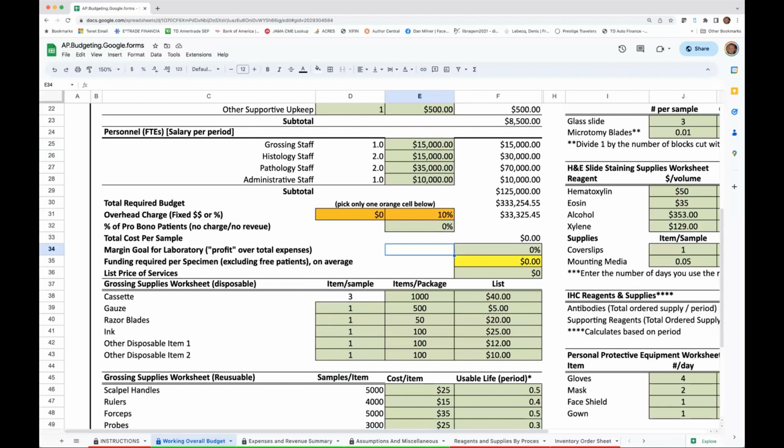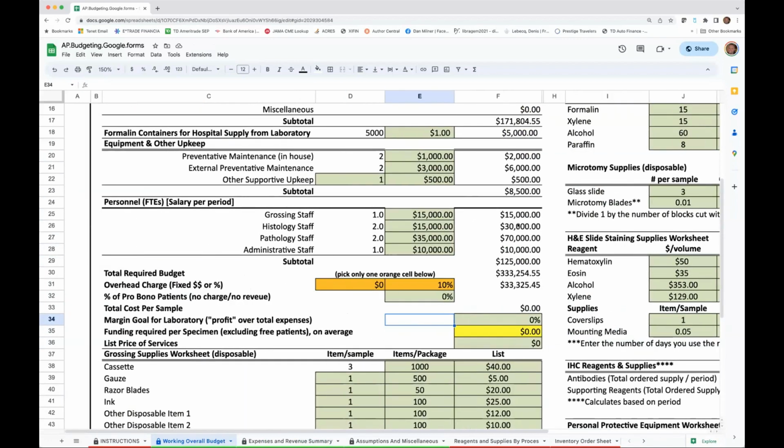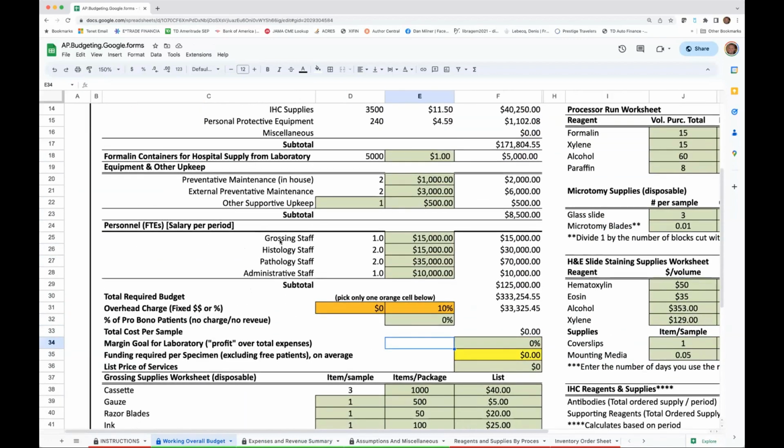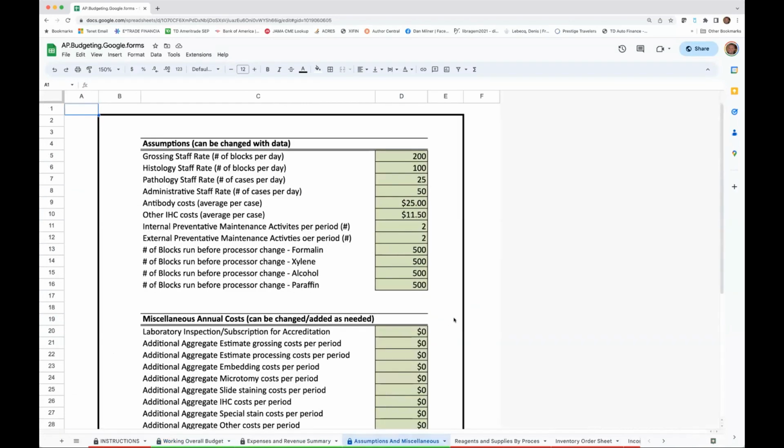Okay. So this is a very useful tool for balancing your budget, figuring out what your lab costs, et cetera. Now let's look at some of these calculated numbers, because this is very, very important. Grossing staff, histology staff, pathology staff, administrative staff. Where is that coming from? That's coming from this page. This is the assumptions and miscellaneous page. Now these numbers are the assumptions that are in the model, okay? And you need to understand these assumptions and adjust them for your laboratory.